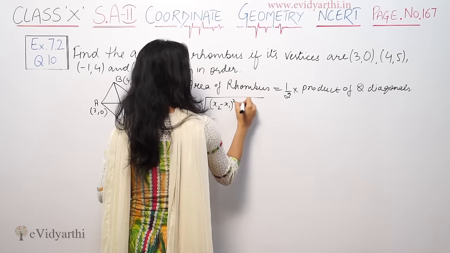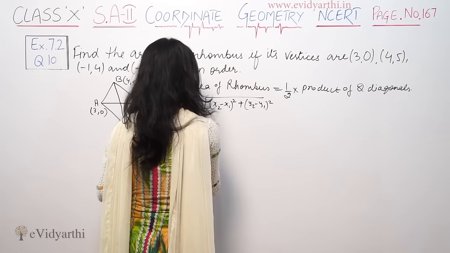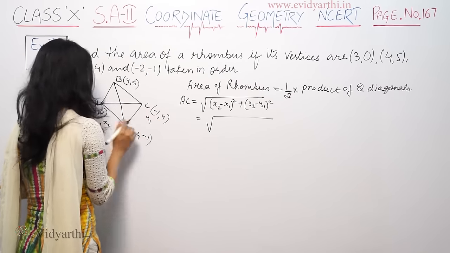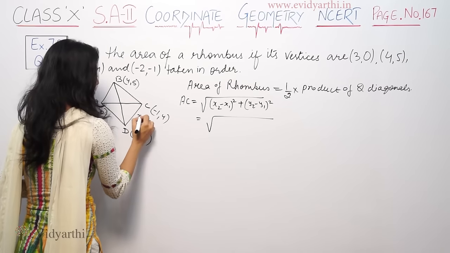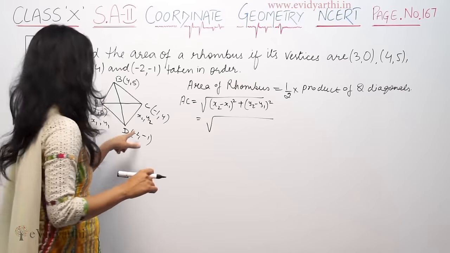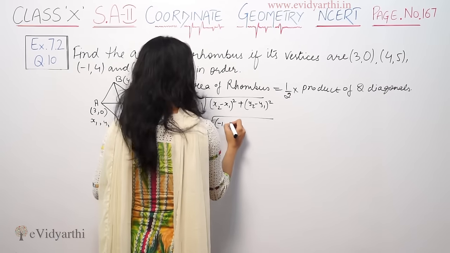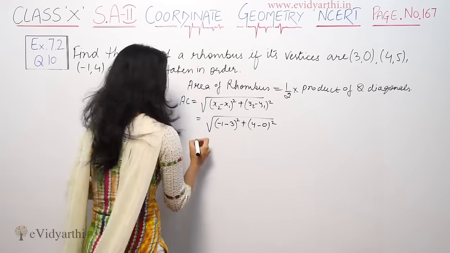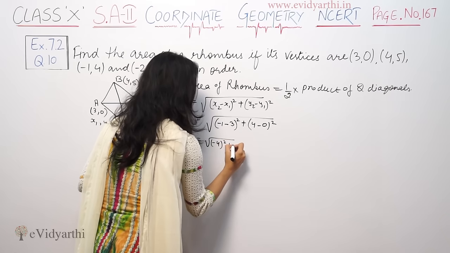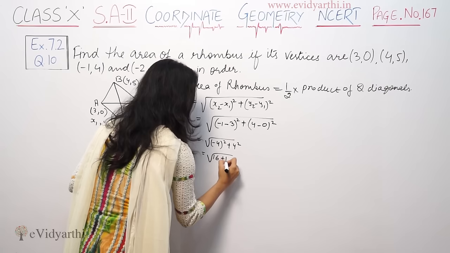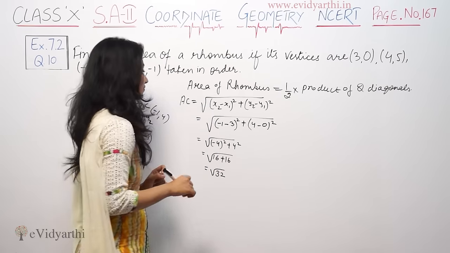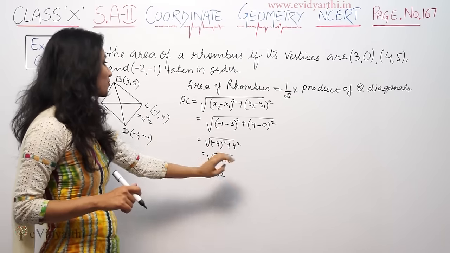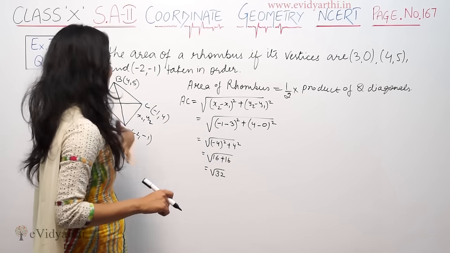So the distance formula: square root of (x2 minus x1) whole square plus (y2 minus y1) whole square. x2 is minus 1, minus x1 which is 3, so minus 4, whole square, plus y2 which is 4 minus y1 which is 0, whole square. So 4 squared means 16, plus 16, under root 32.